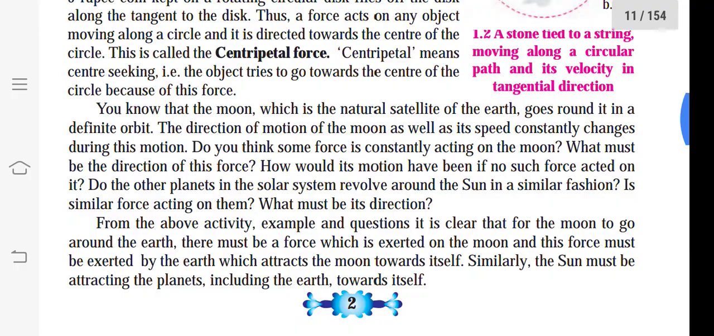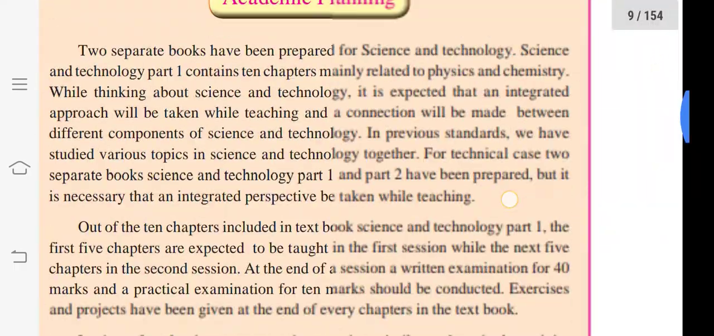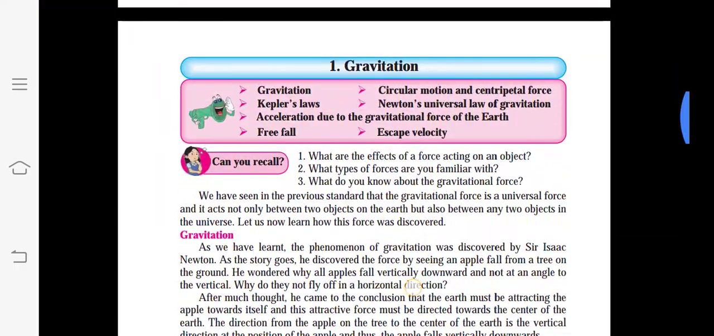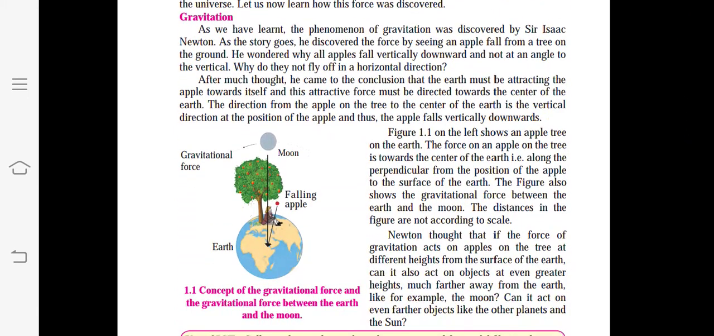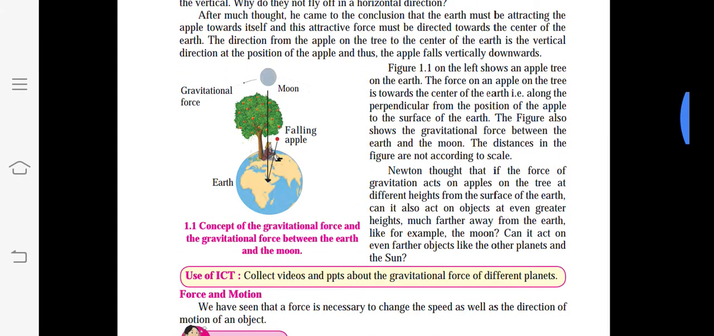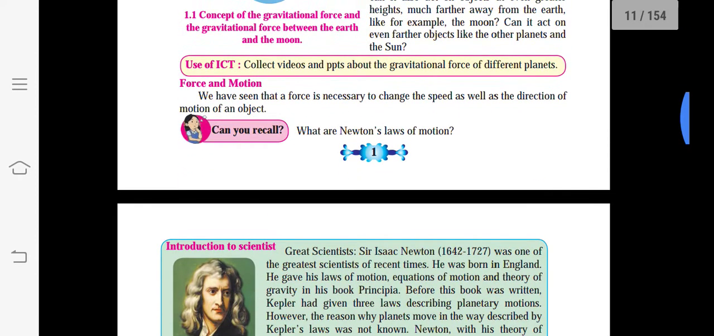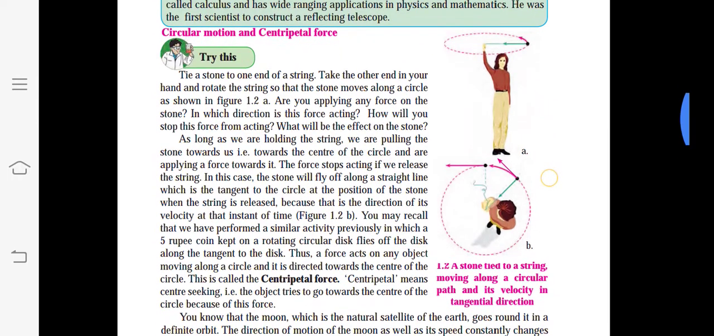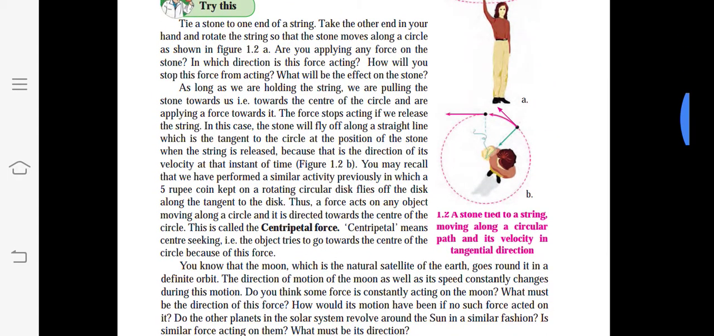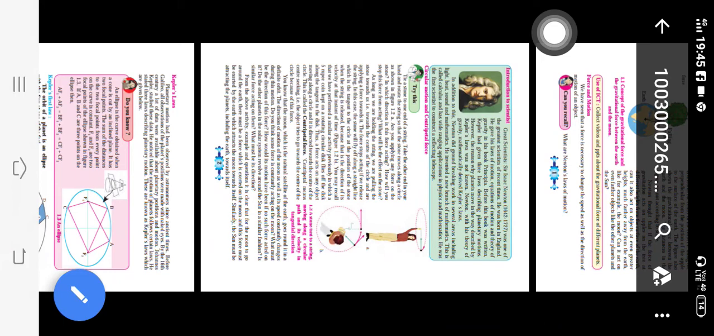So today, students, we discussed the intro of gravitation. Then we discussed the gravitational force between the moon and the earth. Then why any object falls on the earth, and we also discussed which factor is responsible for the speed as well as the direction of the object, and also the definition of circular motion and centripetal force. Okay, so today we stop here.